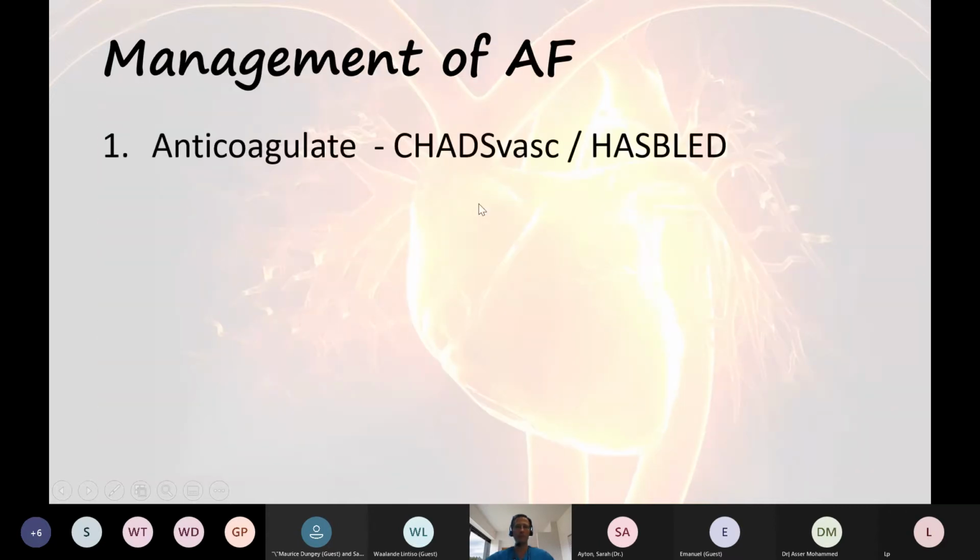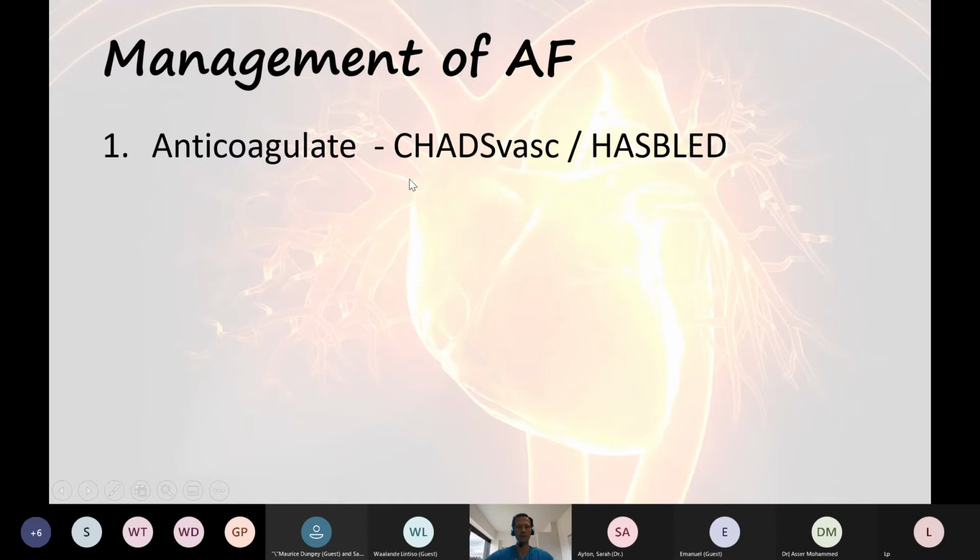So management of atrial fibrillation: absolute number one priority is to anticoagulate. That is what is going to make a difference to the patient's prognosis. So CHADS-VASc and HAS-BLED, I'll show the scales later on in this presentation. It's entirely reasonable to say we should not anticoagulate this patient because their risk of bleeding outweighs the benefits. But that is the kind of statement that you need to be writing down: the risk outweighs the benefits. And that has to be assessed on every patient with atrial fibrillation.